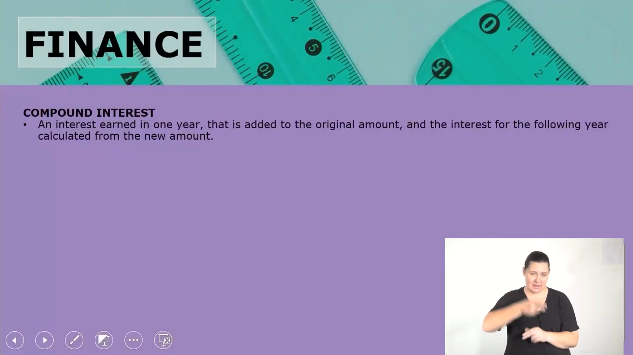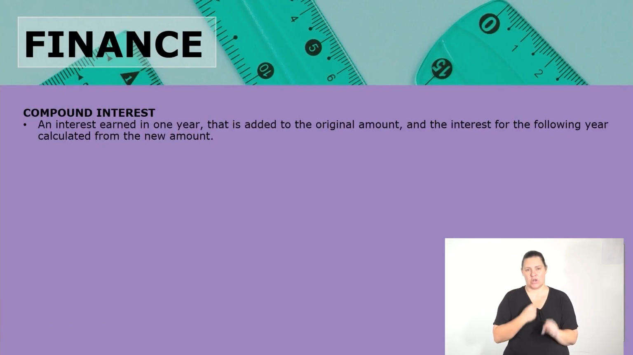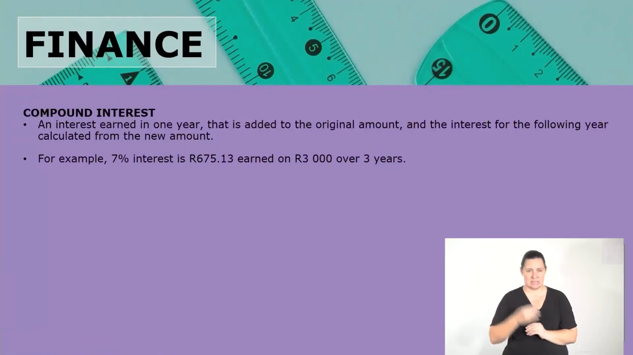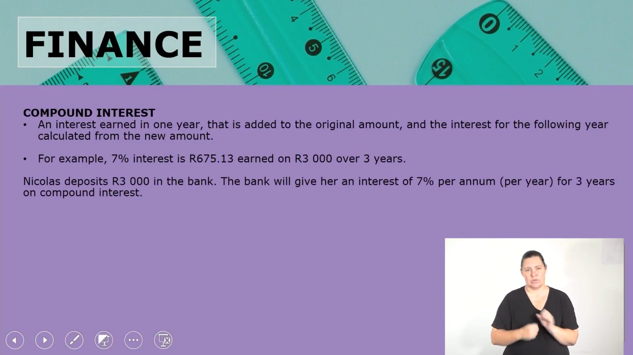Finally, let's look at compound interest. Compound interest is an interest earned in 1 year that is added to the original amount and the interest for the following year calculated from the new amount. So this means that unlike the simple interest, this interest is calculated every time there is a new amount in your bank account or in your investment. So for example, 7% interest is 675 rands and 13 cents earned on 3,000 over 3 years.